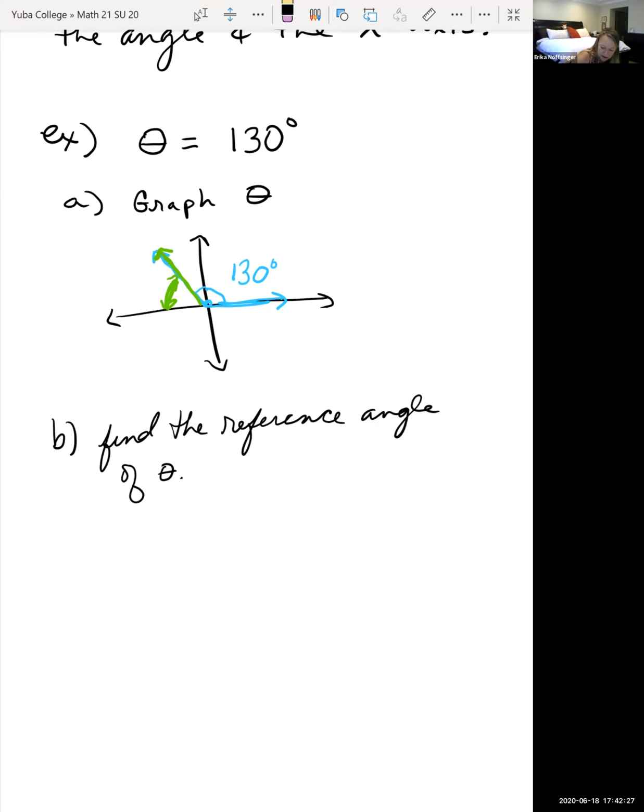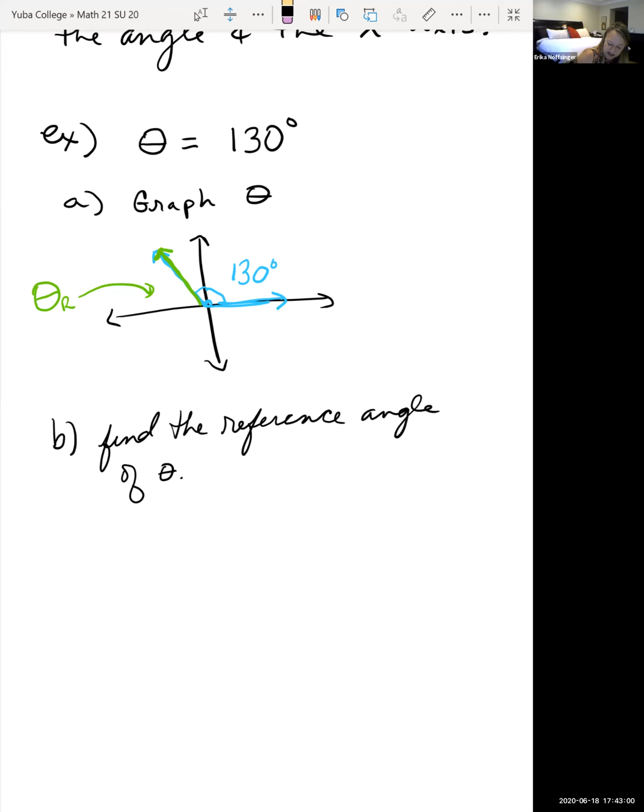So let's call this, I'm going to call reference angles, and I don't know if I've ever even seen this in a book, theta with a subscript of r, kind of standing for the reference angle of theta. So we need to figure out what that angle is. Anyone know how to figure out the angle that would form between the negative x-axis and the terminal side? Could do 180 minus 130.